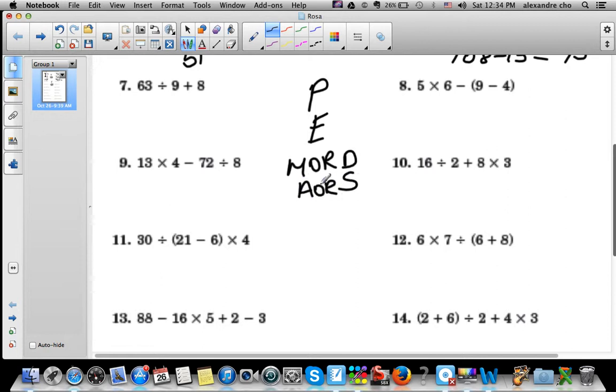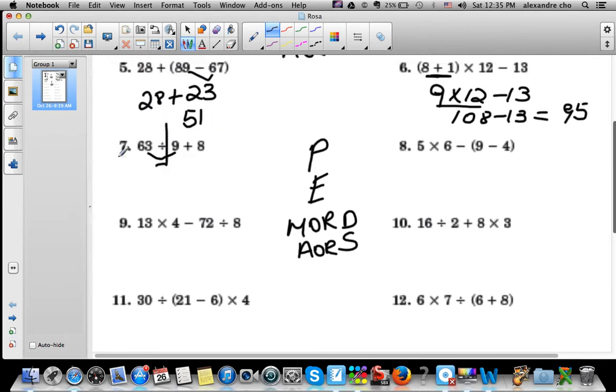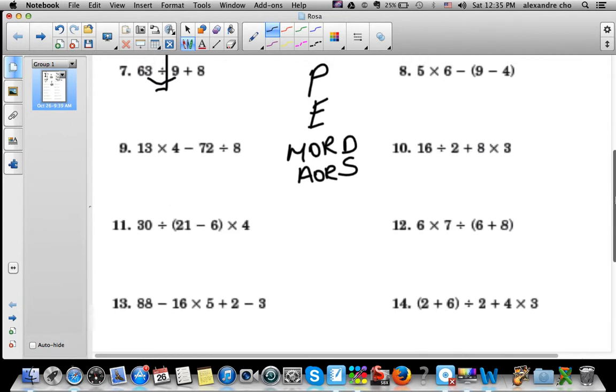or subtraction. Alright, so here we go again. Parentheses, nope. Exponents, nope. Multiplication or division, yes there is. There's division. Take care of these two. Let's see. Okay, 63, I'll erase that. Okay. 63 divided by 9 is 7. Okay. And plus 8 is 15. Okay.